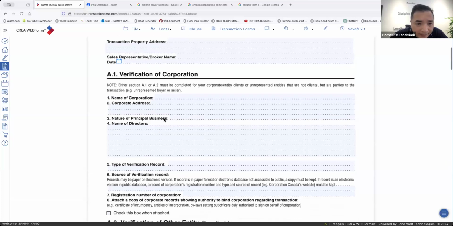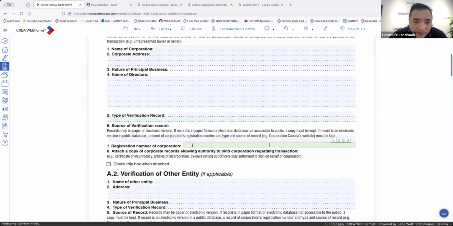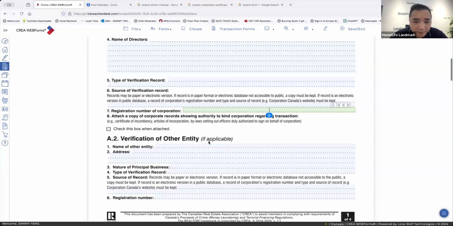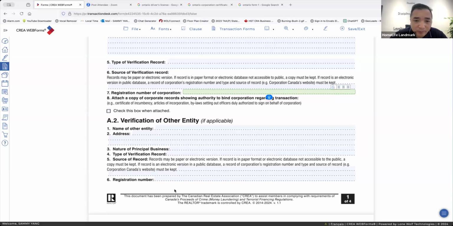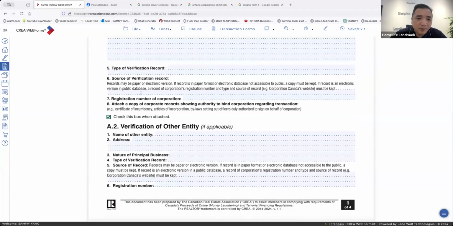And the next one is the type of verification. We verify by Ontario Corporation Certificate, and then we write down the certificate, like Ontario Corporation Certificate. The next one, number 7, we need to write down the corporation number. You see here we have this sample; this is a corporation number. And the next one is only if applicable: verify for the other entity. A2, usually we just leave blank if it is not applicable. Also check here if attached; usually we need to get a copy of the corporation ID and corporation articles. We get a copy and check it, because we need to send it together with the copy to our deals.